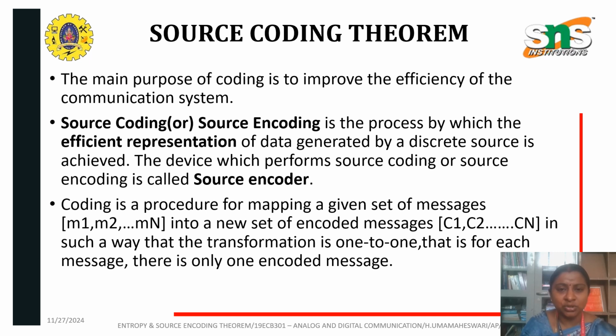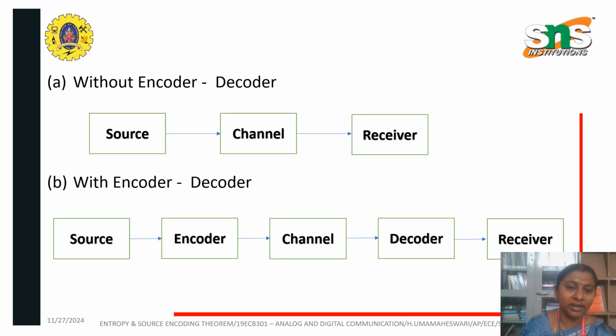Source coding, or source encoding, is the process by which an efficient representation of data generated by a discrete source is achieved. The device which performs source encoding is called the source encoder. Here the set of messages M1 up to Mn is represented by a new set of encoded messages C1, C2 up to Cn in such a way that the transformation is one to one. That is, for each message there is only one encoded message.